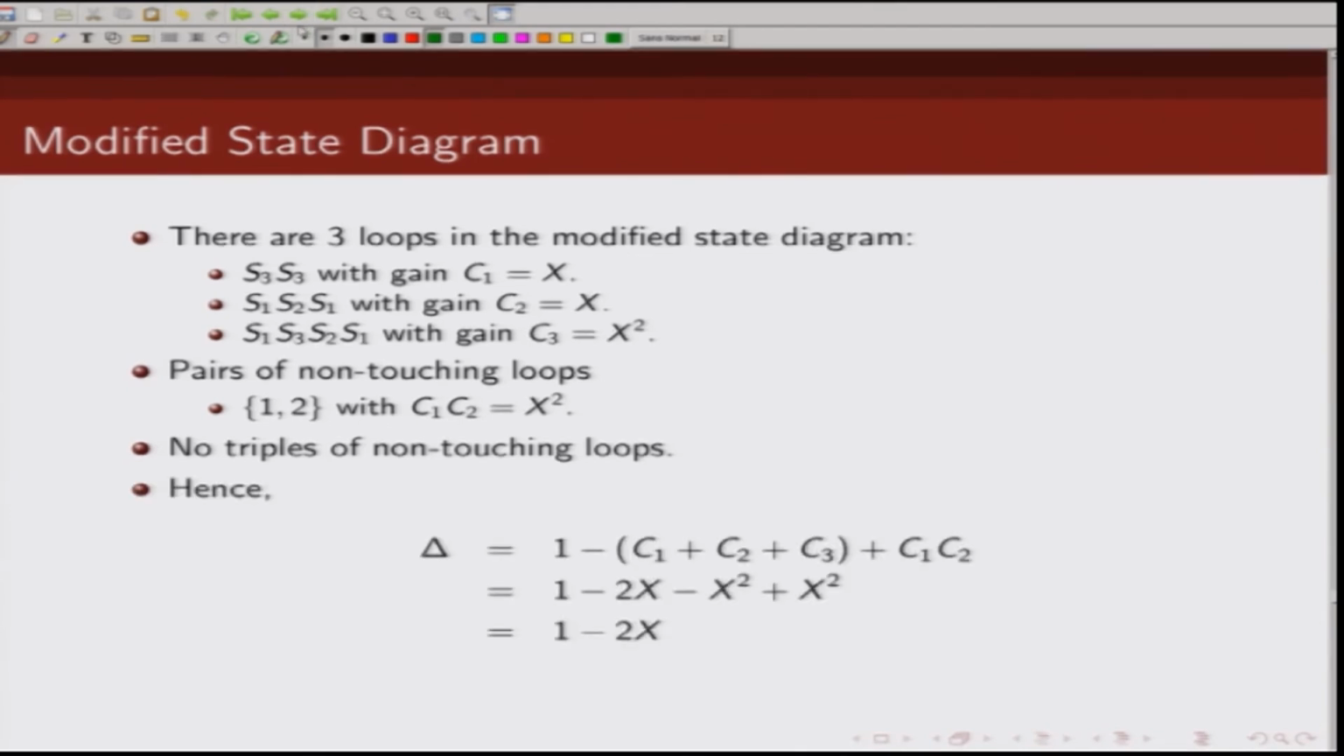So, now we can find out the value of delta, which is 1 minus the summation of these loop gains plus the set of non-touching loops. So, this comes out to be 1 minus 2x.